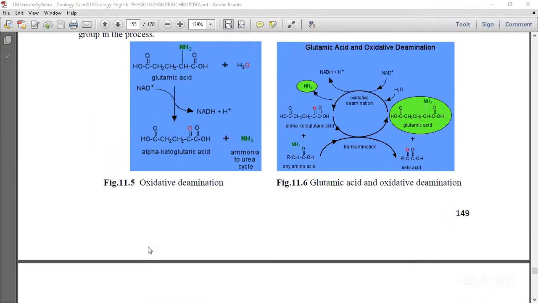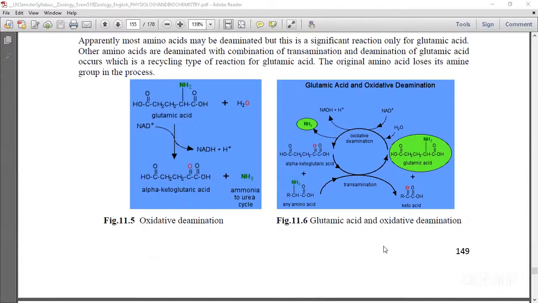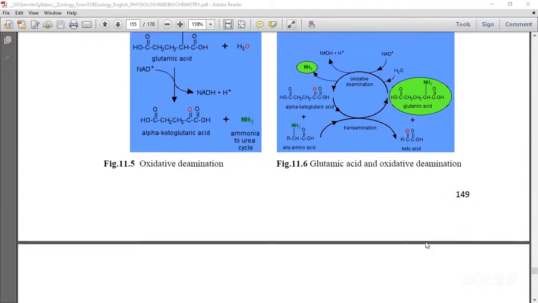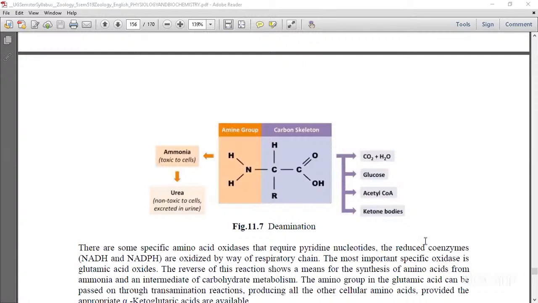Here you can see oxidative deamination, the glutamic acid oxidative deamination reaction. Here ammonia, which as everyone knows is toxic to the cells, and urea, which is non-toxic to the cells and is excreted in the urine. Here you can see in the picture the representation of the deamination reaction.